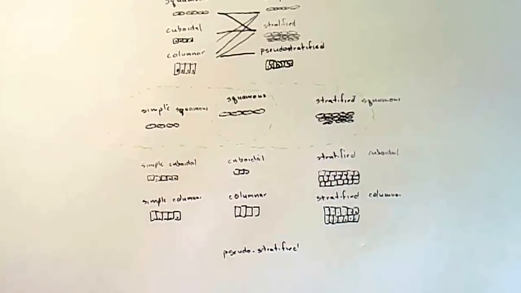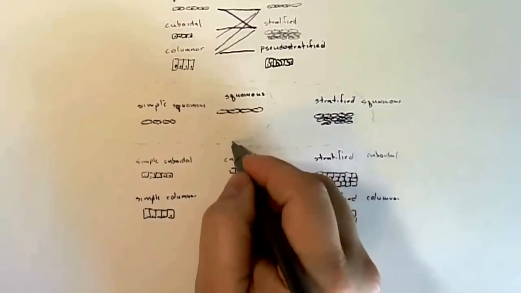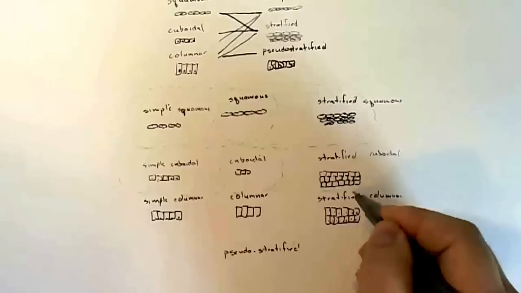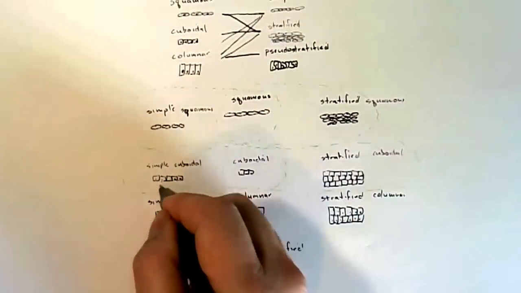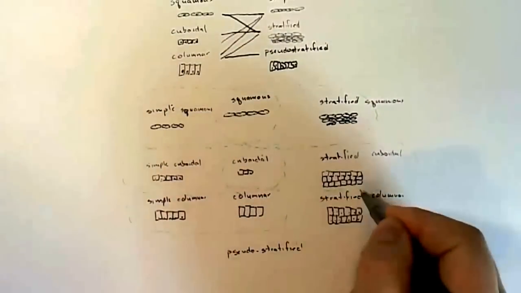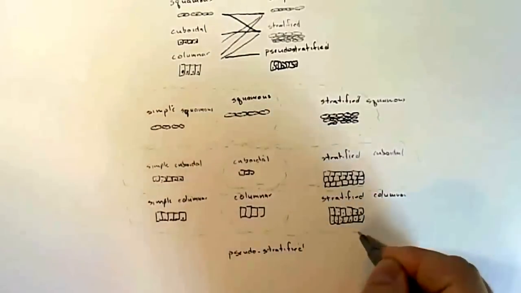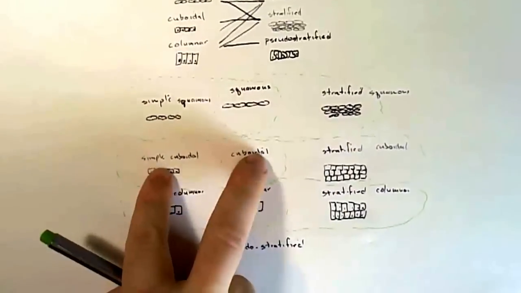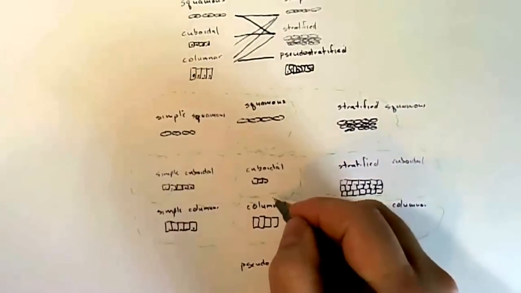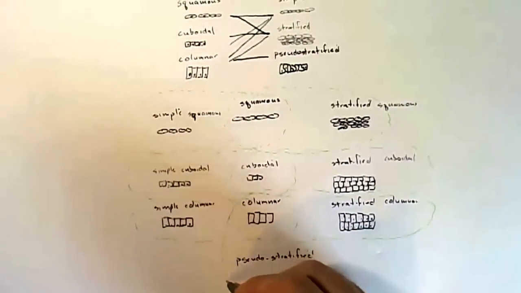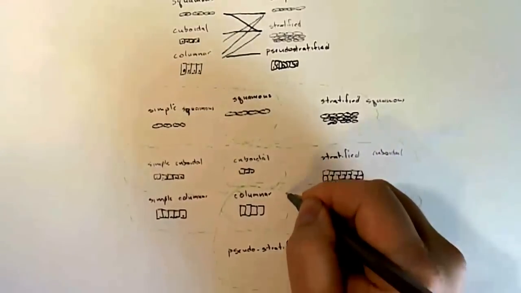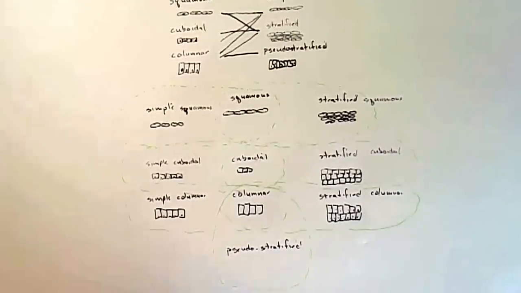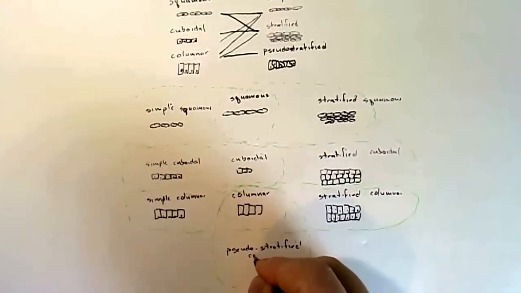And again, it's kind of a little bit of a Venn diagram in the sense that I've got this combination, I've got this combination. I don't really want this to get in the way of these green lines, so that's why I'm making them really light, just showing you that there's a combination here and a combination here, and here, and here. And the last one we have to do is there's also a combination here. So we have pseudo-stratified columnar.